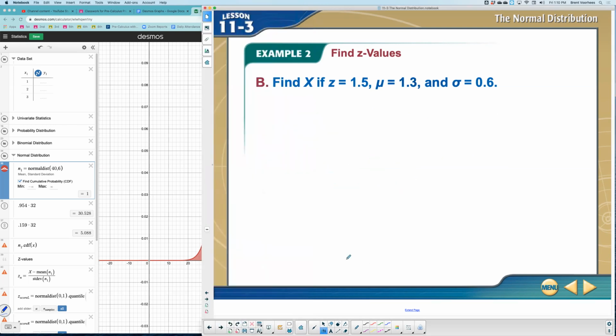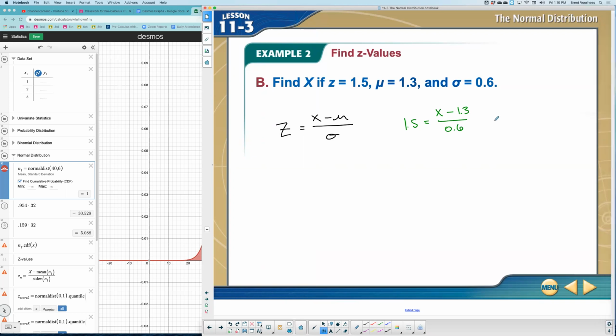That's the idea. So on this one, let's do this again. Find x. So we know, here's the formula again, z is equal to x minus the mean, the random variable minus the mean, divided by our standard deviation. In this particular problem, they gave us the z value. So z equals 1.5 equals x minus the mean of 1.3 over our standard deviation of 0.6.